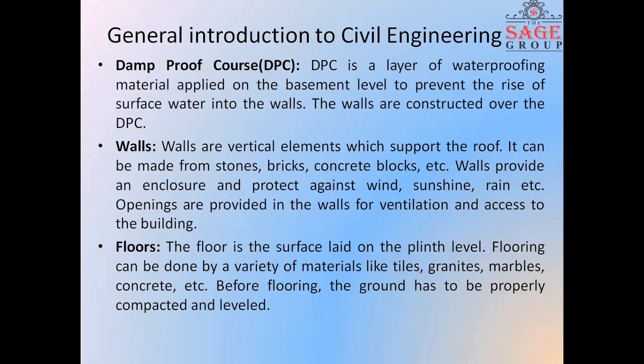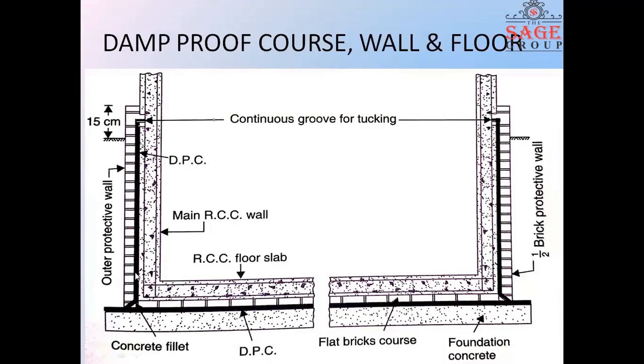Then the floor is the surface laid on the plinth level. The flooring can be done with a variety of materials like tiles, granite, marble, concrete. And before flooring, the ground has to be properly compacted and leveled, so that inside the building, the flooring is even and level. Here in the picture, you can see that this is the wall, and this is the concrete fillet, and the dark color is the damp-proof course, which is applied on the walls and the floor so that the water cannot enter the floor.